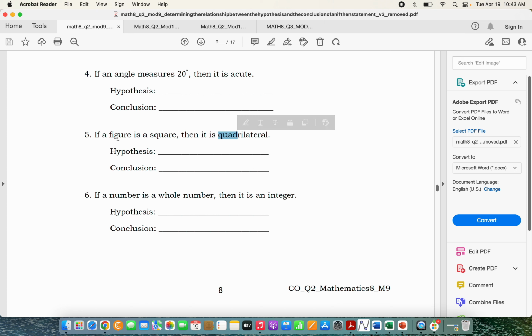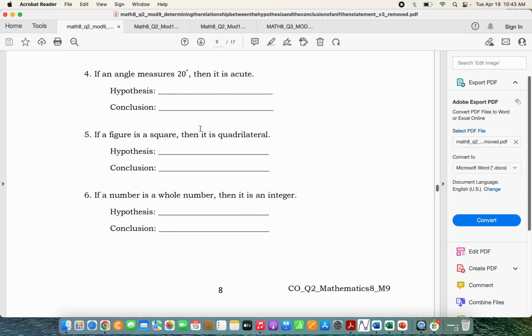So if a figure is a square, so it's possible that we have a square figure. So the hypothesis here is true. And the conclusion, then it is a quadrilateral. The conclusion here is also true since it is a four-sided polygon and we call it quadrilateral. So the conclusion here is also true. Therefore, the truth value is true.